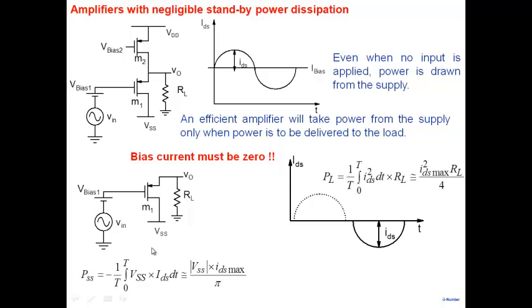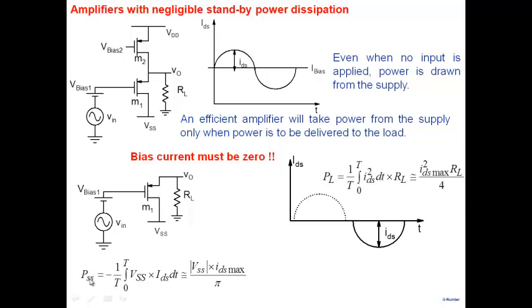Power taken from the supply will be 1 over T integral of VSS times IDS dt. And IDS is what? A half sinusoid again. So you integrate that, and you get VSS times IDS max, whatever this maximum value is, divided by pi. That's the average value of a half sinusoid. And the other is the average value of the square of a half sinusoid. So that's these two.